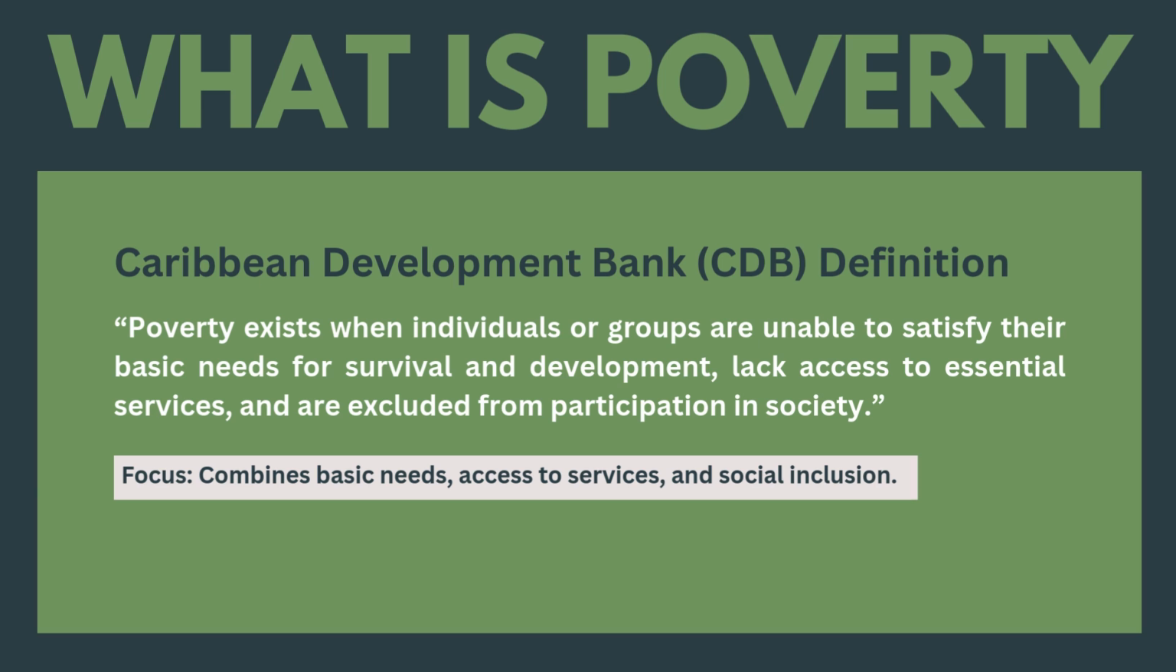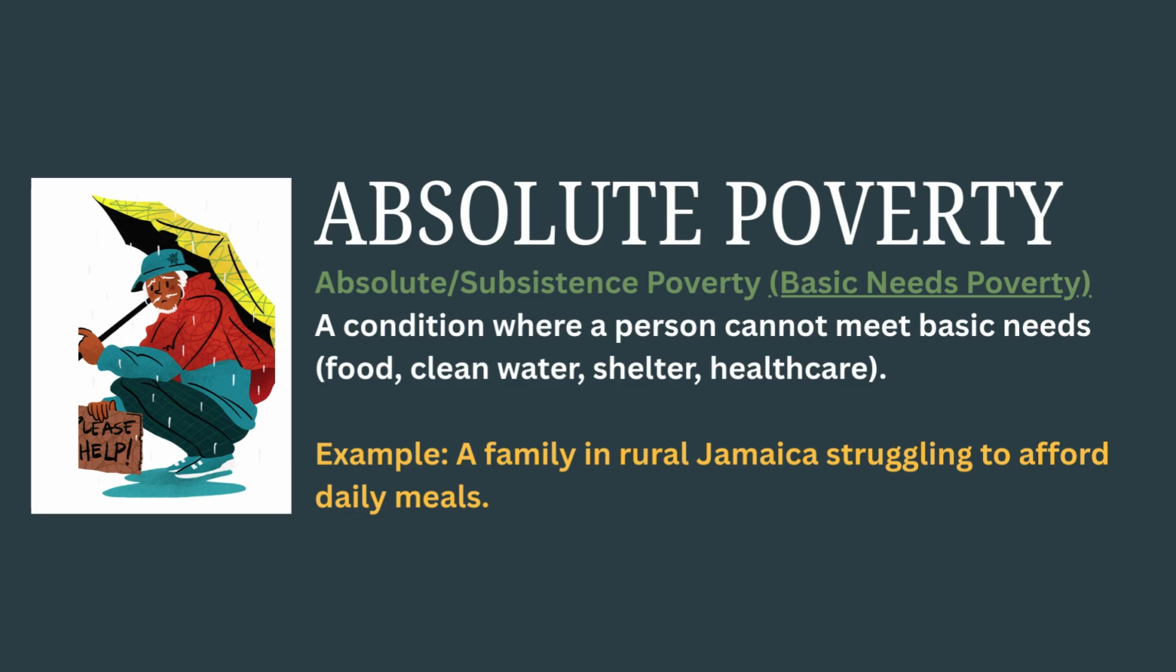Now, let us look at the types of poverty, as there are several types. And in this tutorial video, we're going to be looking at five. The first type of poverty we're looking at is absolute poverty. This is also called subsistence poverty or basic needs poverty. And I want you to relate these types of poverty to the definition we looked at prior.